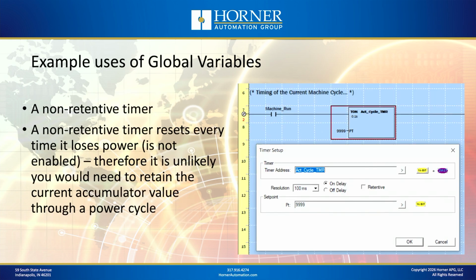All right, now let's talk about timers. Most of the time, you're going to allocate timers as non-retentive, or basically global. Because in most cases, when you have a power cycle or a stop to run transition, whatever your timing is going to be interrupted anyway, so you might as well make it global.